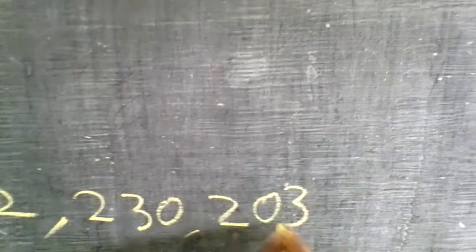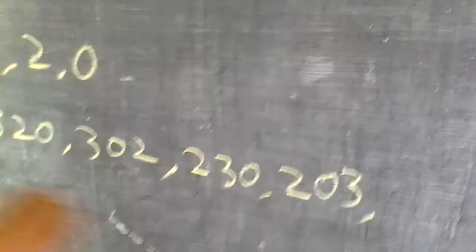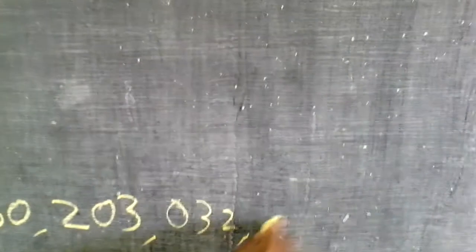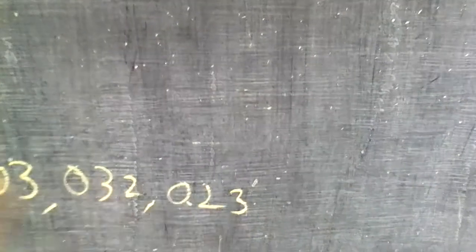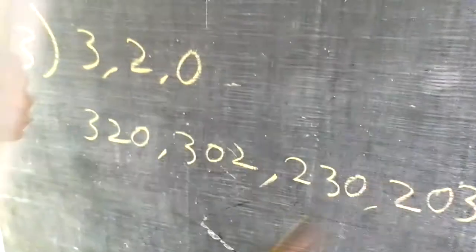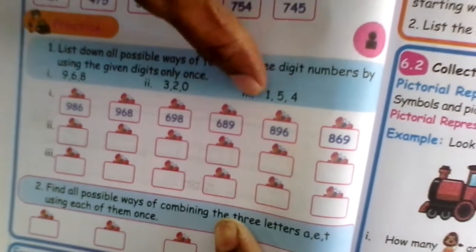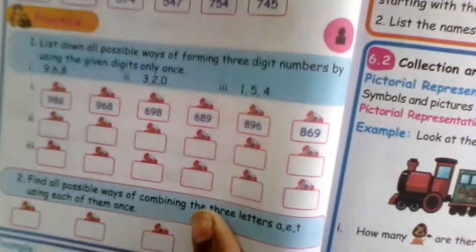Another way you can take 0, 3, 2 or 0, 2, 3. These are the possibilities you can imagine, right? And we have written it. So these are the possibilities for this 3, 2, 0. Similarly, for 154 you have to solve it. 154, you start with the 1: 154, 145, 514, like that you make it.